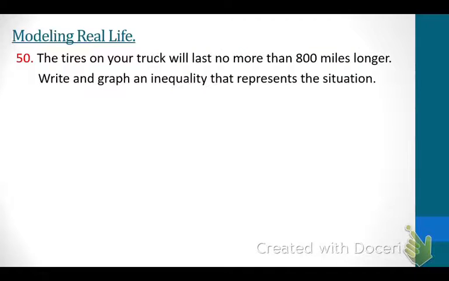All right, the next one says the tires on your truck will last no more than 800 miles longer. Write and graph an inequality that represents the situation. We always know we're going to start with an X, and then we know we're going to put our number. Now the hardest part is trying to figure out which inequality symbol needs to go right there. Here's my question. If it says it will last no more than, that means it will not last more than. If it's not more than, it has to be less than.